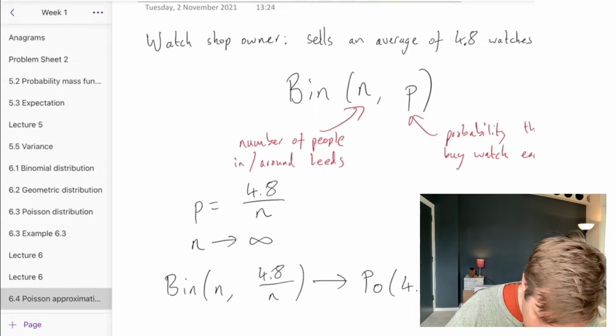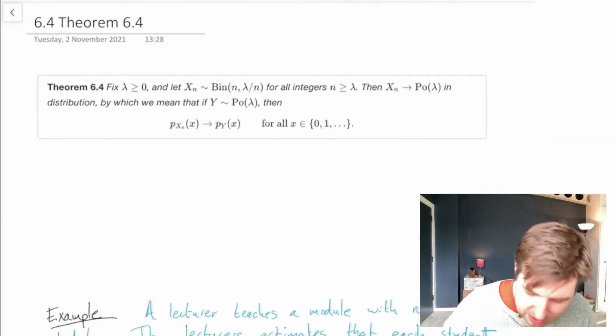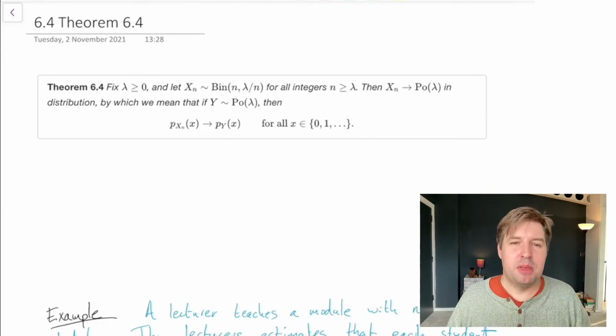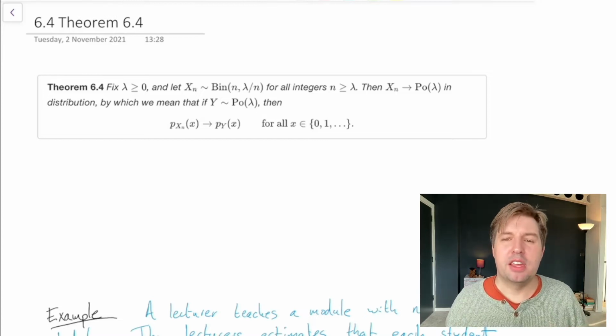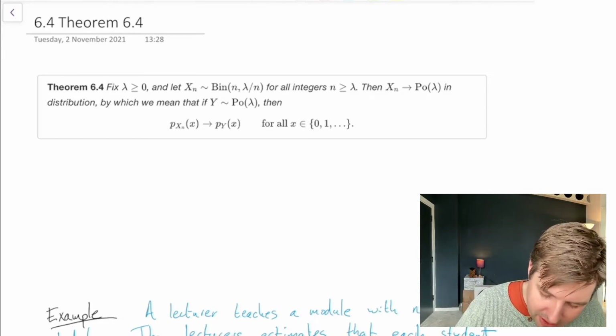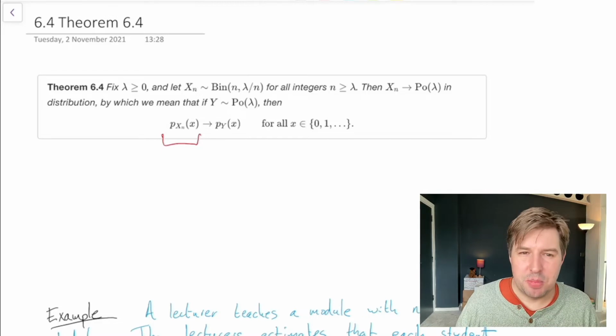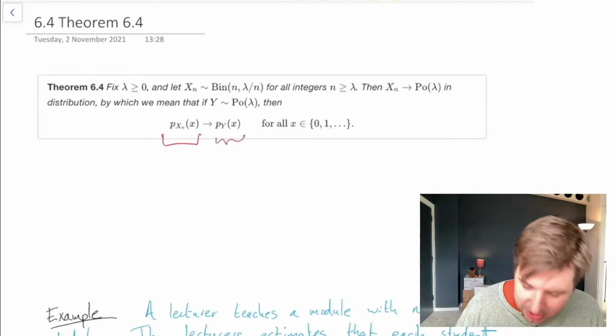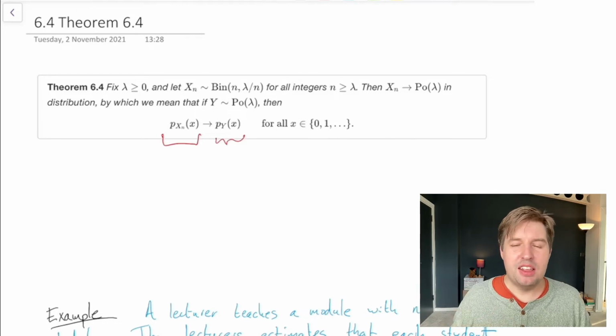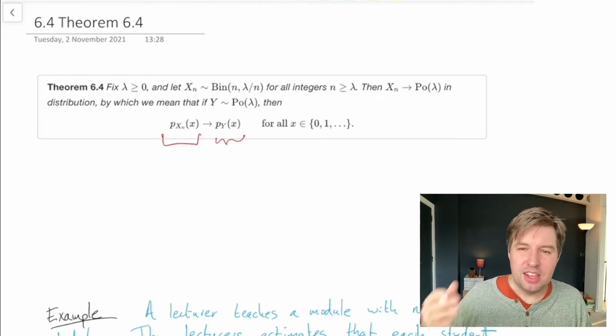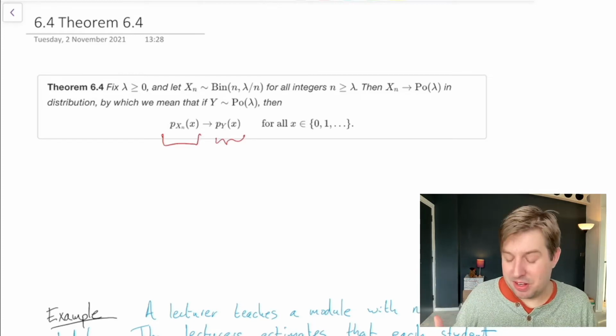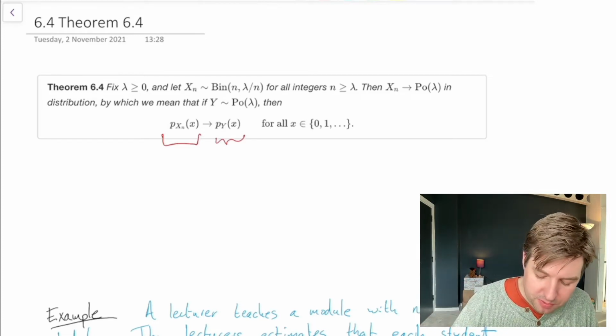So we can actually state this as a formal theorem. It looks like this. Fix lambda and let X_n be binomial(n, lambda over n), a random variable. So note that that's like the watches where we had lambda equals 4.8. Then X_n, this binomial distribution, tends towards a Poisson distribution in distribution, by which we mean that the probability here of getting something with this binomial distribution tends towards the probability here of getting it with the Poisson. So when n is very large, the probability of any particular occurrence in the binomial tends towards the probability of that occurrence with the Poisson.